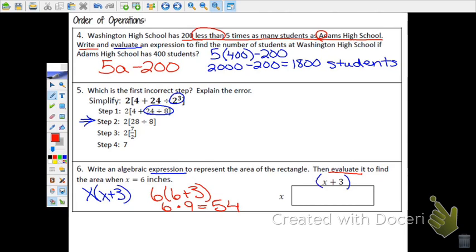Okay, this is going to be inches. So when I look at it, it looks like inches squared. When we read it, though, it's read square inches. Okay, it's 54 square inches for our answer. Okay, so again, two different things we had to do: an expression and then evaluate it.